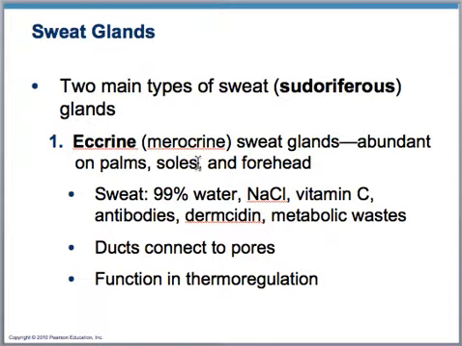This probably makes a lot of sense to you because those are the three most common areas of producing sweat. Remember that sweat is 99% water, so mostly water, with some salt, some vitamin C, some antibodies that our body is producing, dermcidin, which is basically a protein found in your sweat glands, and other metabolic waste. So remember that sweat is also a mechanism to get rid of waste, in addition to being a feedback mechanism of homeostasis to cool us down. These ducts connect to pores in our skin. That's how we release the sweat itself.